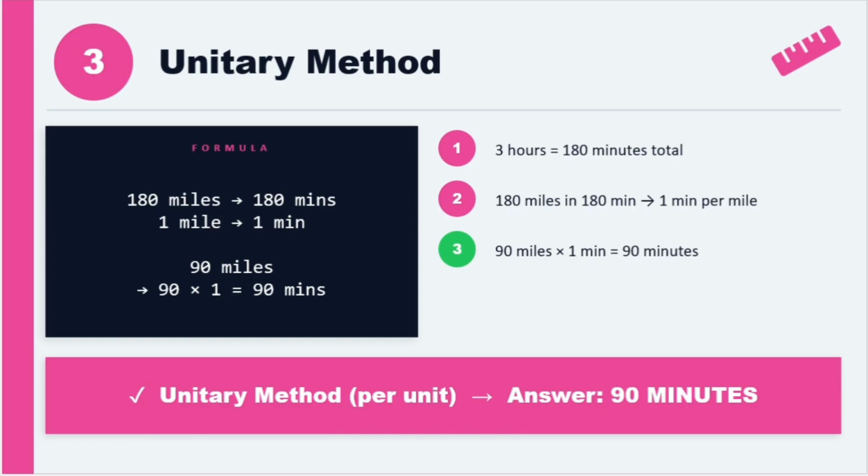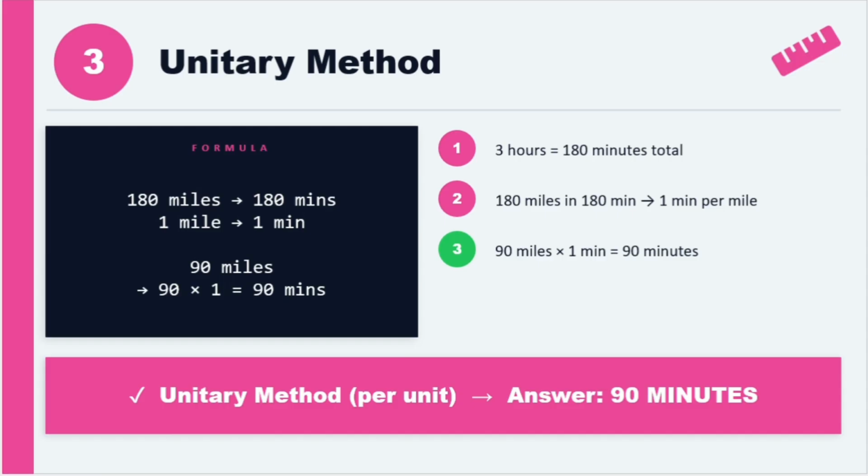Now, the third method is the unitary method. This one is super practical. The idea is to find out what happens for just one unit, then multiply. We start by converting 3 hours into 180 minutes. Now divide 180 minutes by 180 miles, which means 1 minute per mile.